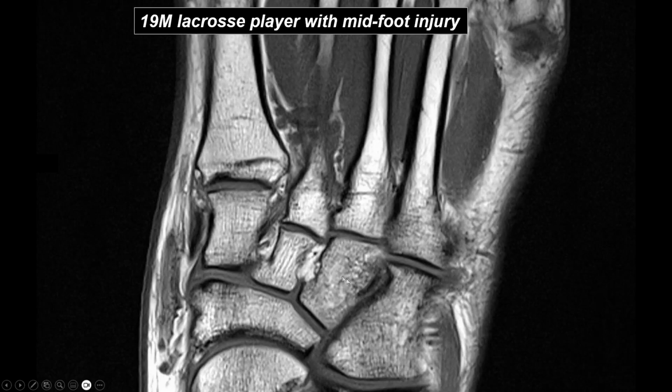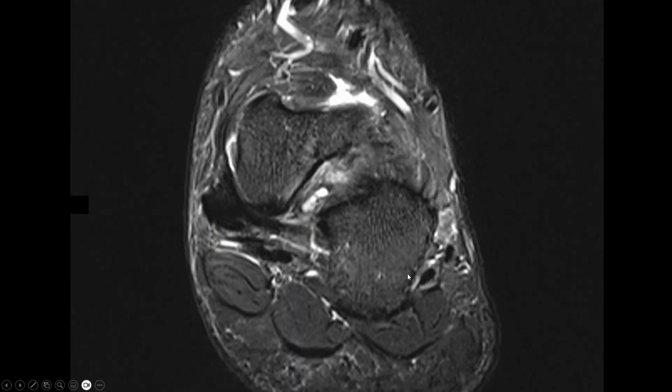Now this is our lacrosse player, again, another one. Midfoot injury, thought about Lisfranc, but that looked okay. All right, there were a couple of things that were just kind of bizarre. Here comes the posterior tibial tendon.